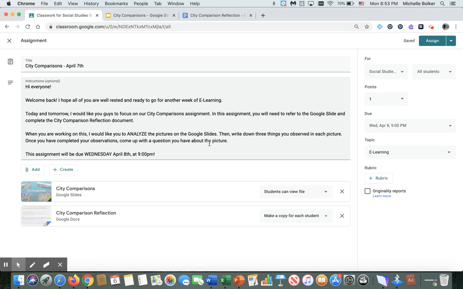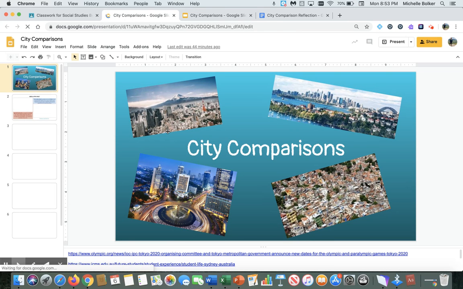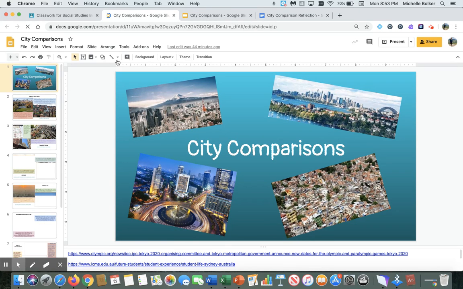We're just going to jump right back into social studies, but I hope all of you are feeling safe and healthy. So this is what we're going to be doing today and Wednesday. You are going to be looking at different kinds of cities, and you are going to be comparing them and thinking about how the livability is in each of these cities. First, you are going to refer to this Google slide, which is attached to your assignment, called City Comparisons.